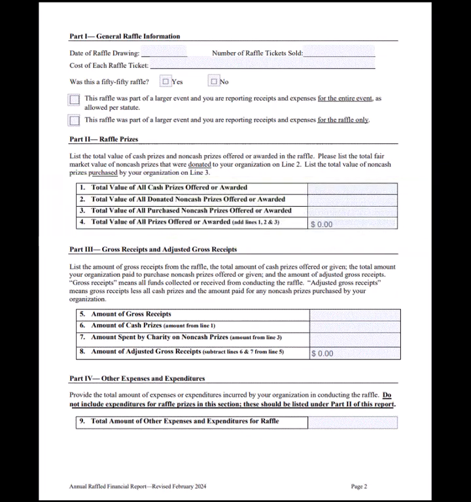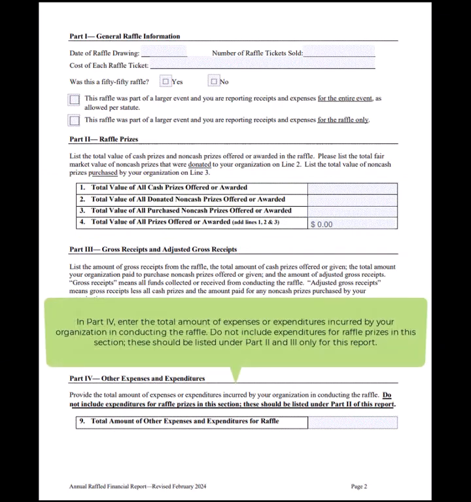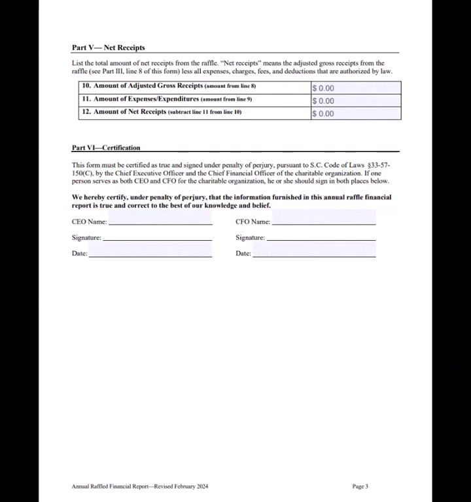In Part 4, enter the total amount of expenses or expenditures incurred by your organization in conducting the raffle. Do not include expenditures for raffle prizes in this section. These should be listed under Part 2 and 3 only for this report.